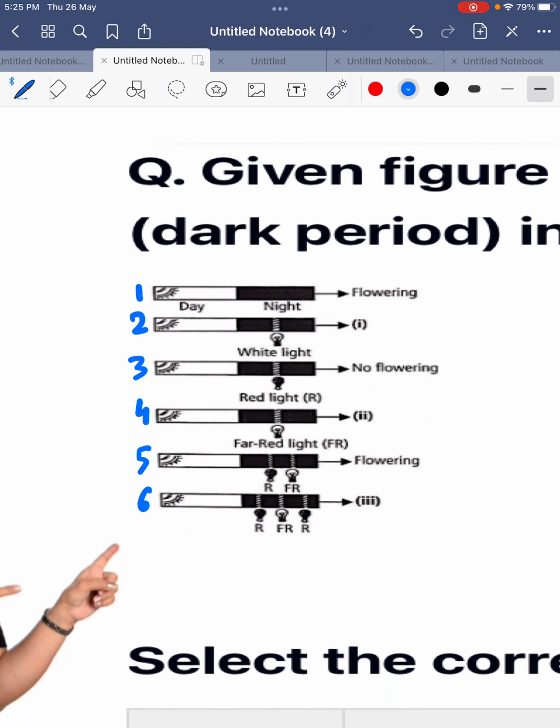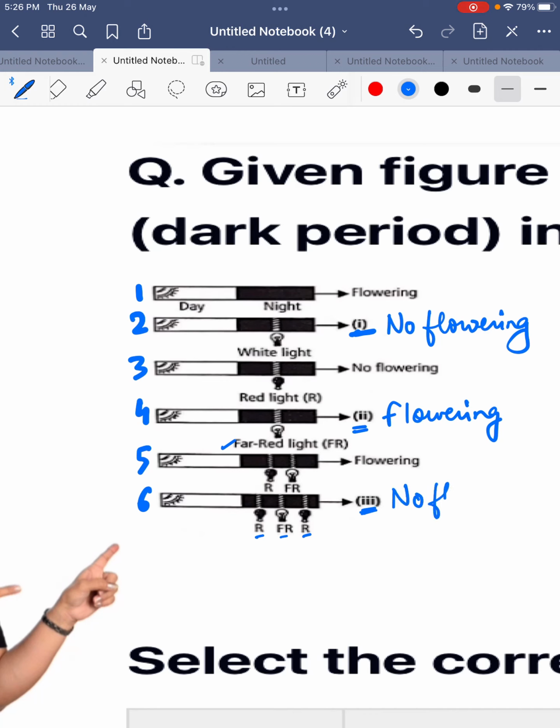In condition 2, the question is asked: when white light is given to the plant, then what happens? No flowering. In the fourth condition, when far red light is given to the plant, then flowering can take place. In the sixth condition, when a combination of red, far red and red light is given, then no flowering takes place. So here we have answered this question.